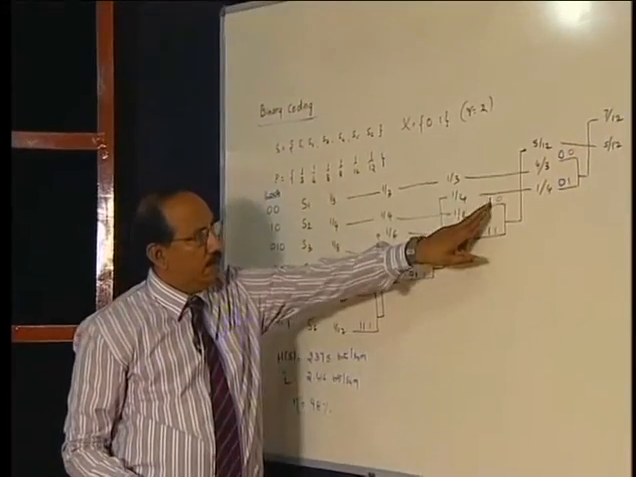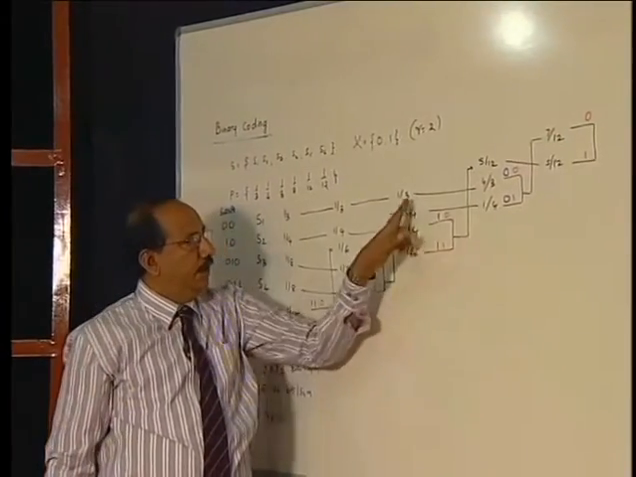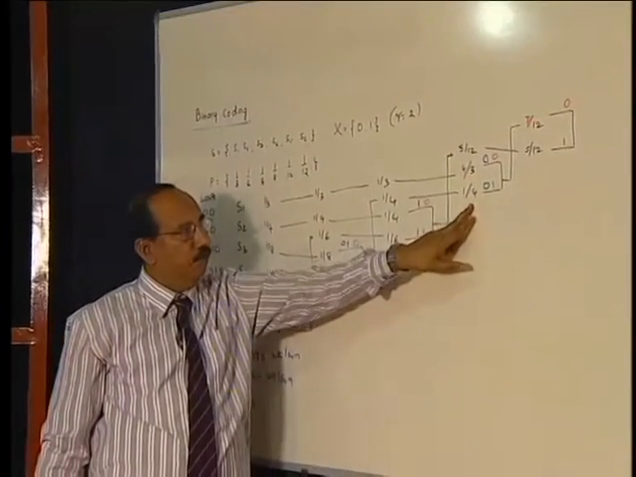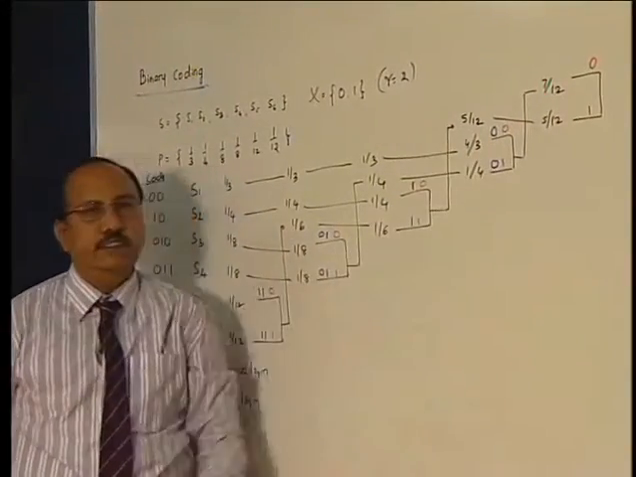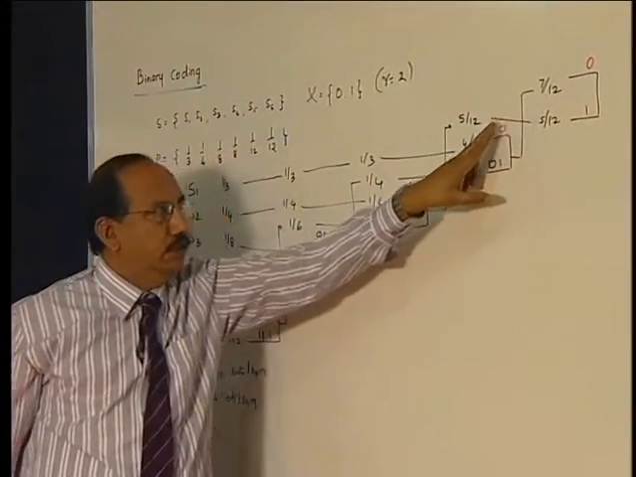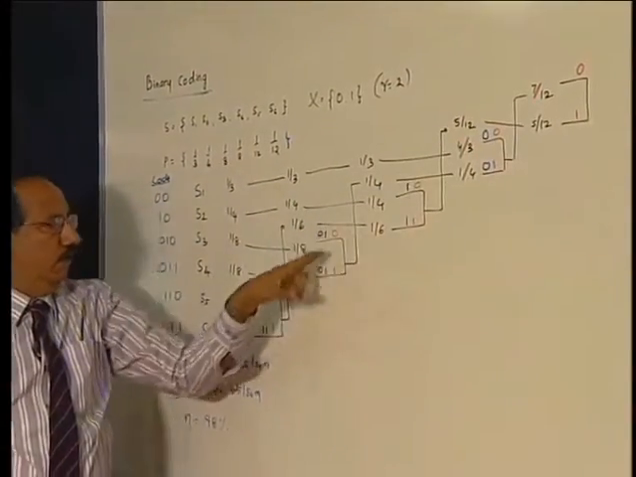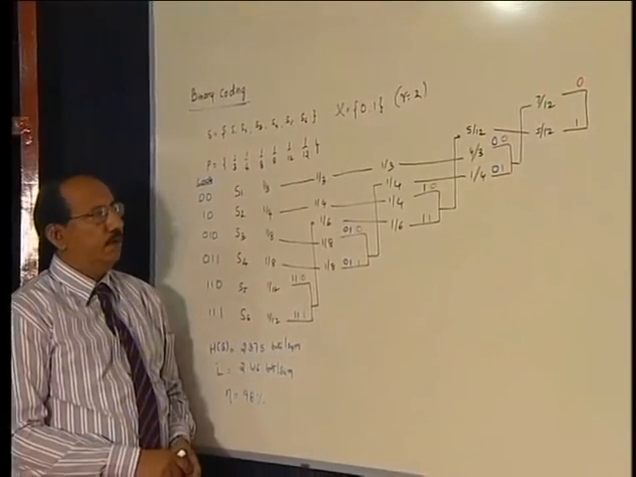Now, the last two: when I add 1/4 plus 1/6, that comes to be 5/12, and these two are 1/3, 1/4. I will add these two probabilities, that comes to be 7/12, and this is 5/12. Like what I have shown in the red color, I am going to assign 0, 1, 0, 1, 0, 1, 0, 1 for this, or you can assign 1, 0, 1, 0 also, no problem.